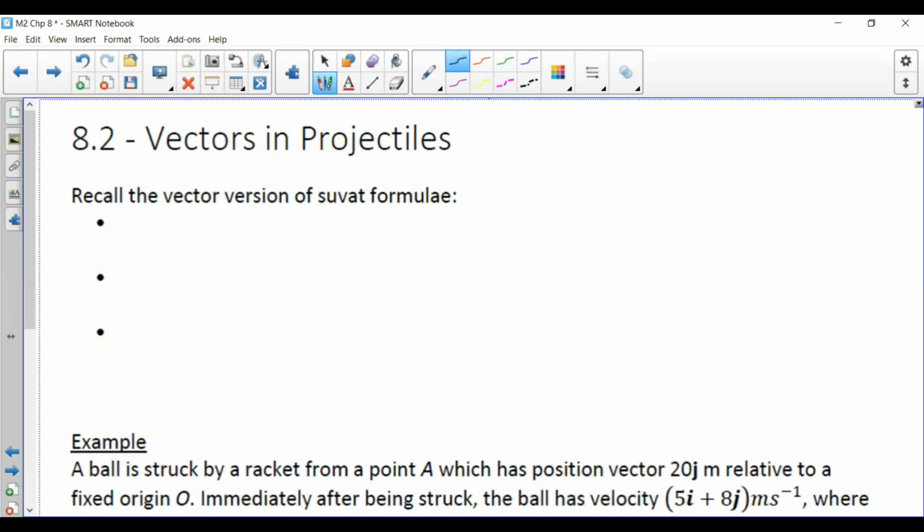Now, we'll talk about that point after we recall the Suvat formula, or should we say the Ruvat? Okay, Ross. Anyway, Ruvat. So if you don't know what I'm talking about, Ross, go and watch Friends.